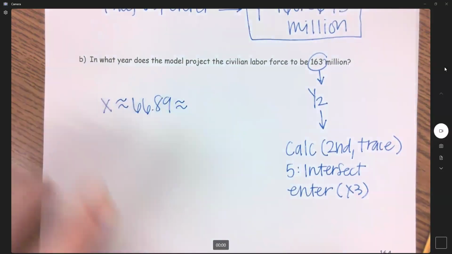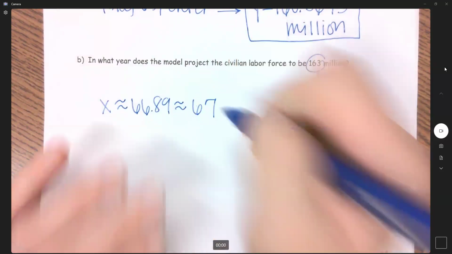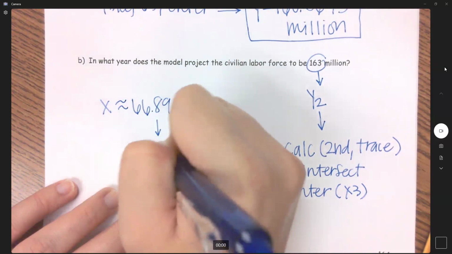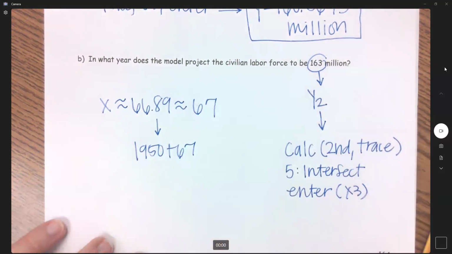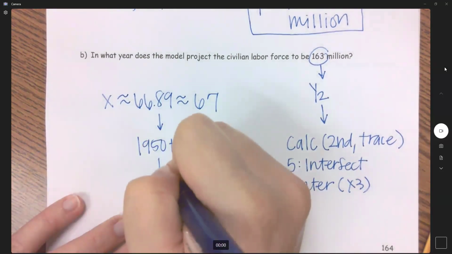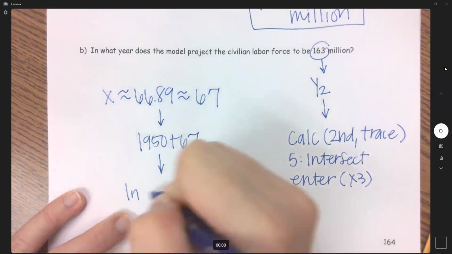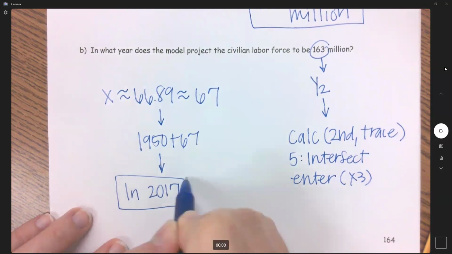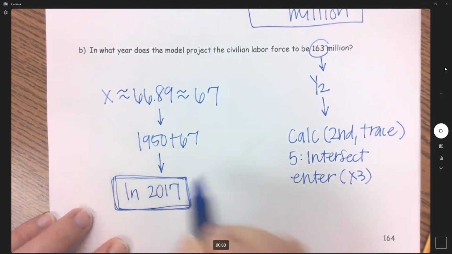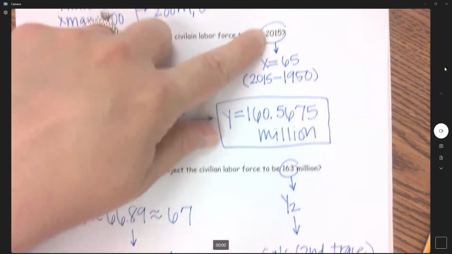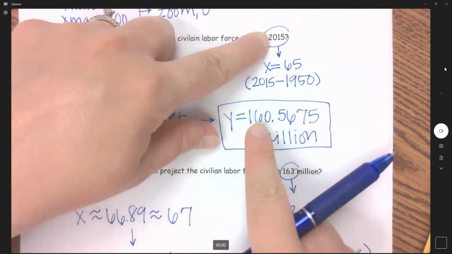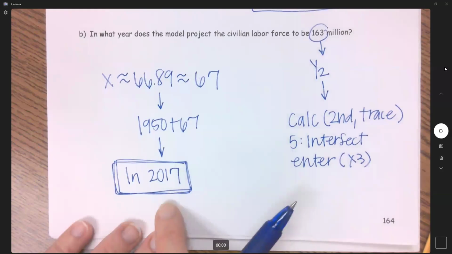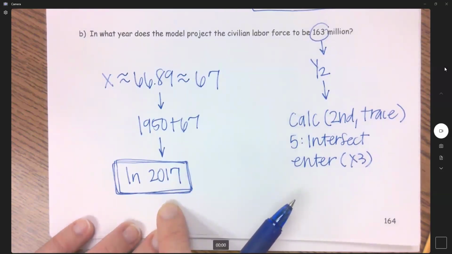Okay, it wants to know what year, so that's about 67. So 1950 plus 67 means that we are in 2017. Which does follow the pattern, because in 2015, it was about 160 million. And so now 3 more million means not many more years later.